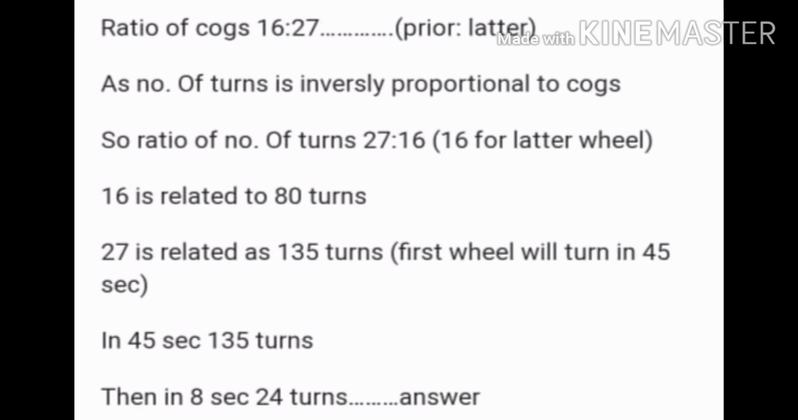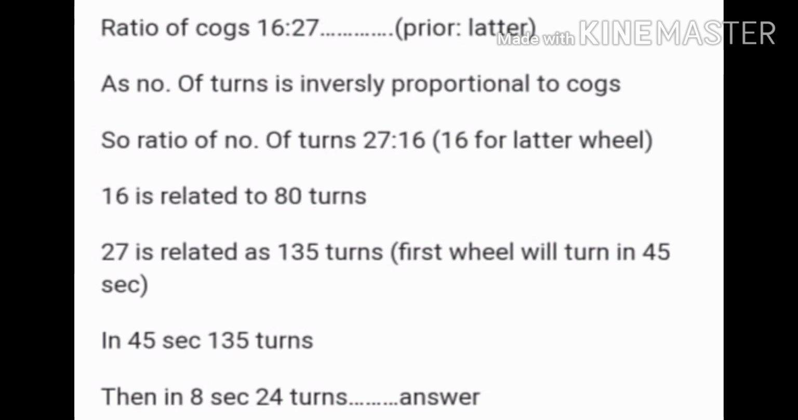The first wheel will turn 135 times in 45 seconds. Then in 8 seconds, it makes 24 turns. So the answer is 24, as in 8 seconds only 24 turns will be made by the wheel. So option A is the correct option.